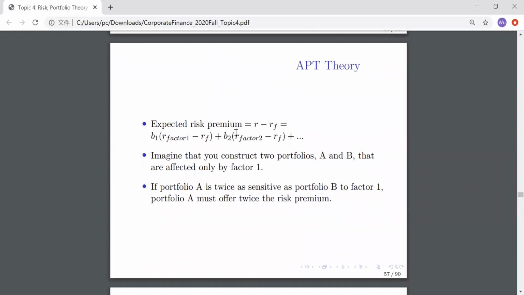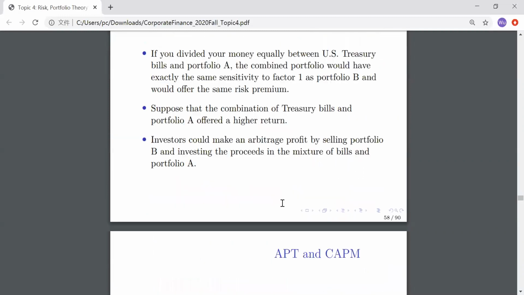So let's look at this equation and then one example. Imagine that you can construct two portfolios, A and B, and they are affected only by factor one. There's only one factor, like the market return. Then if portfolio A is twice as sensitive as portfolio B, portfolio A must offer twice the risk premium. So again, beta measures the risk.